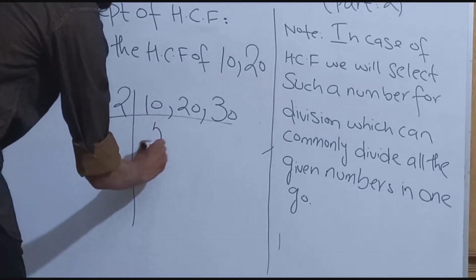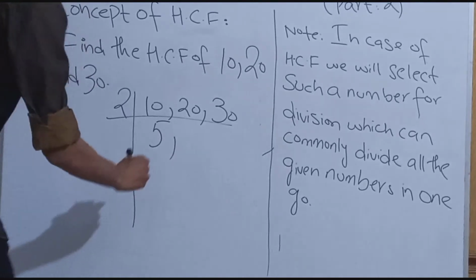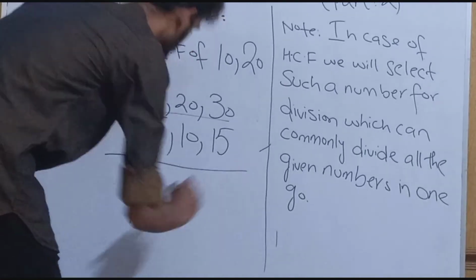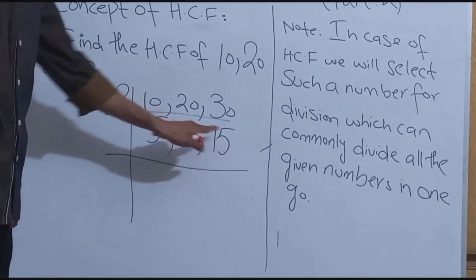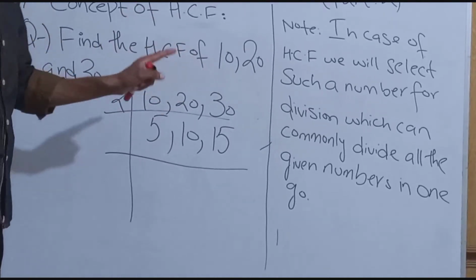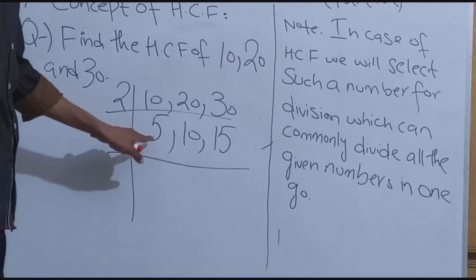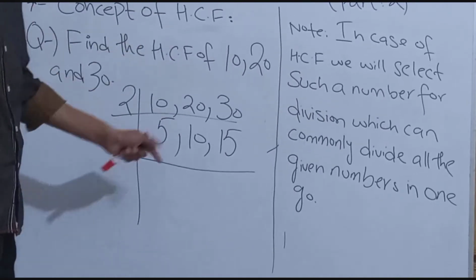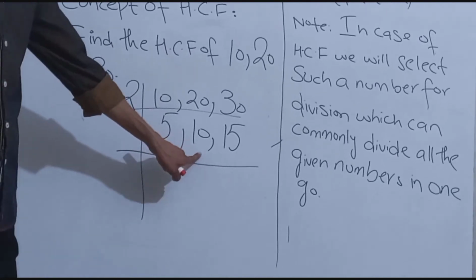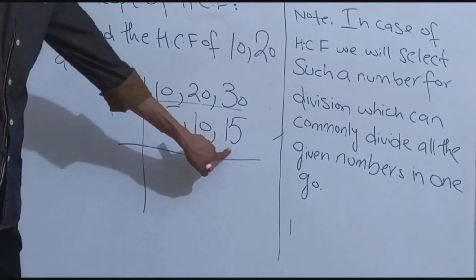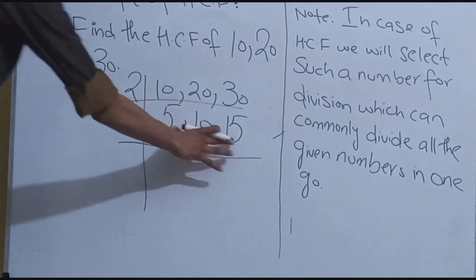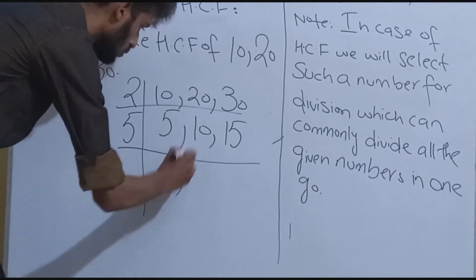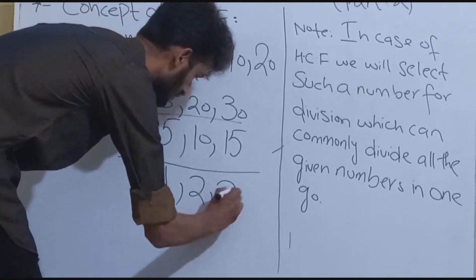2 5s are 10, 2 10s are 20 and 2 15s are 30. Now we will check whether these three numbers are divisible by a common number. Is 5 divisible by 2? The answer is no. 3, no. 5 is only divisible by 1 or 5. So we will check, is 10 divisible by 5? The answer is yes. Is 15 divisible by 5? The answer is yes. So 5 is a common factor of these three numbers. So 5 1s are 5, 5 2s are 10 and 5 3s are 15.